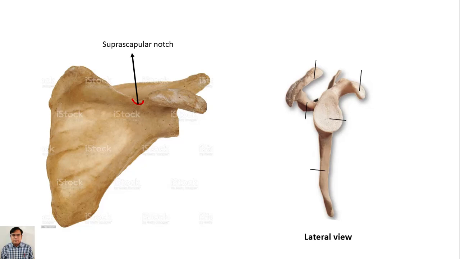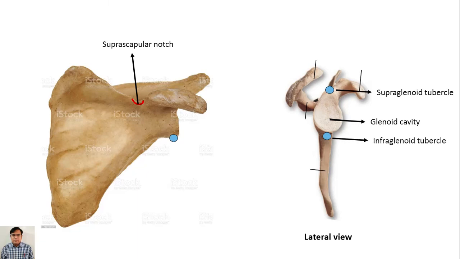This is the lateral view. Here you can see the lateral border, and above it is an oval smooth depression known as glenoid cavity, which articulates with the head of humerus. Above and below this glenoid cavity there are two elevations or tubercles: superior to it is the supraglenoid tubercle, and inferiorly the infraglenoid tubercle.